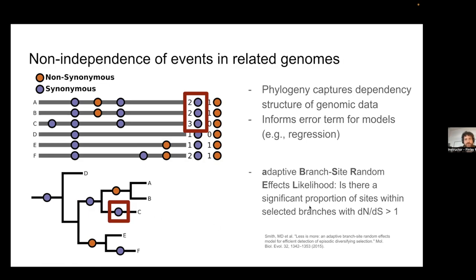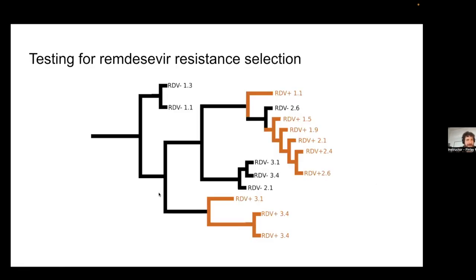In the lab, we're going to use something called the adaptive branch-site random effects likelihood model, a bit of a mouthful, which tests and controls for all these aspects: is there a significant proportion of sites, so positions in the alignment, within selected branches that have a dN/dS ratio greater than one? So is there a subset of branches in our tree that have signatures of positive selection? We're going to dive into that a bit more in detail in the lab.